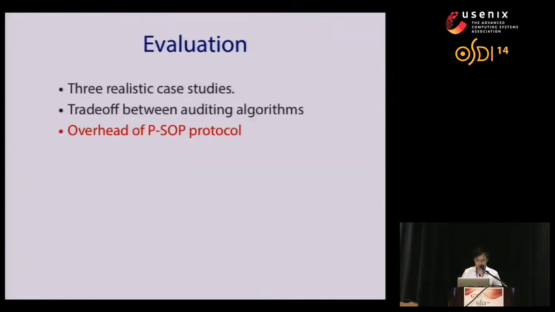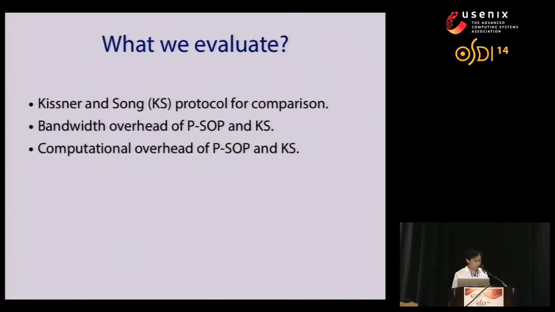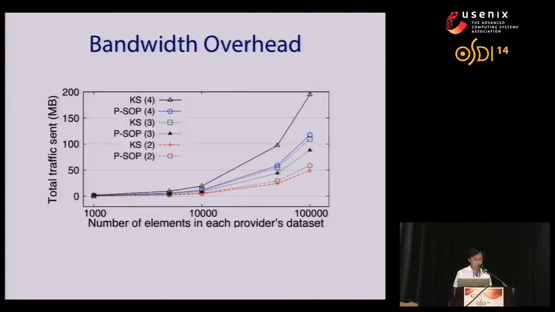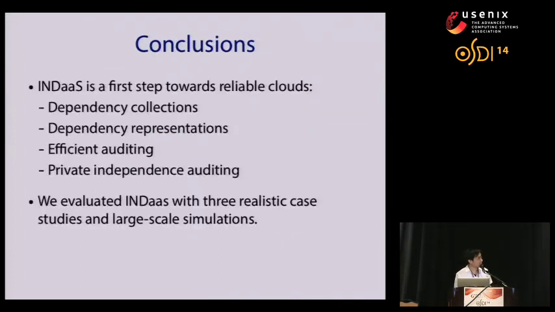The final part is to evaluate the overhead of the PSOP protocol. To compare with the PSOP protocol, we also implemented another well-known private set operation protocol named Kissner and Song, and we evaluated the network and computational overhead of the 2 protocols. And this is the network overhead evaluation. Due to limited time, I need to skip this part, so you can see our paper for more details.